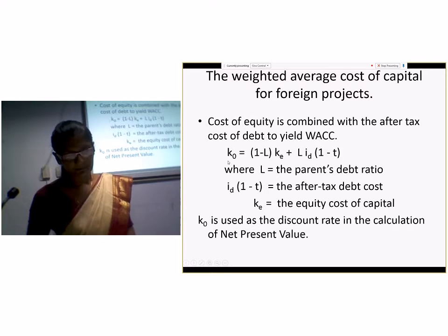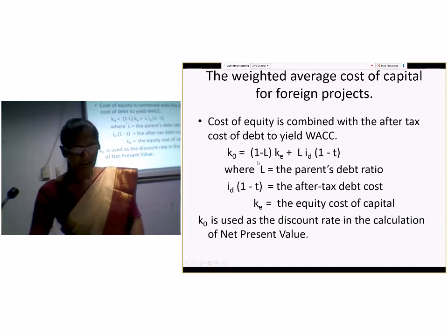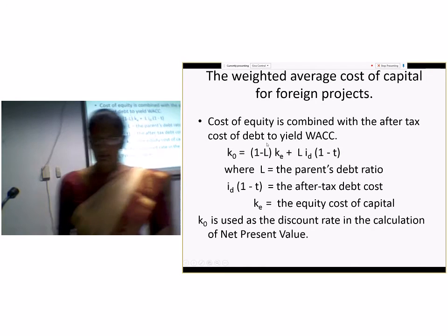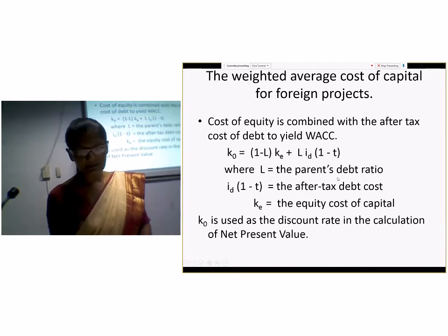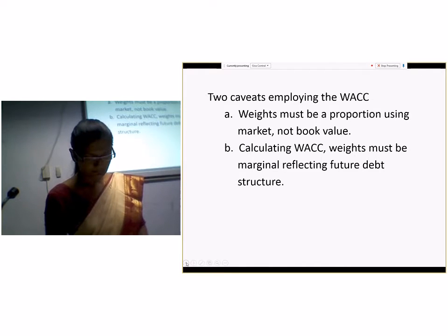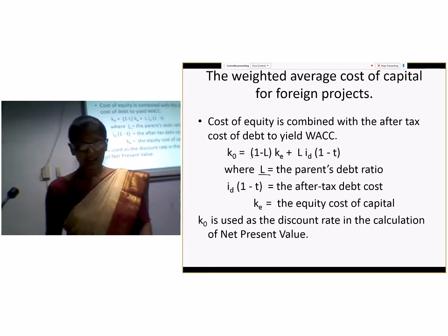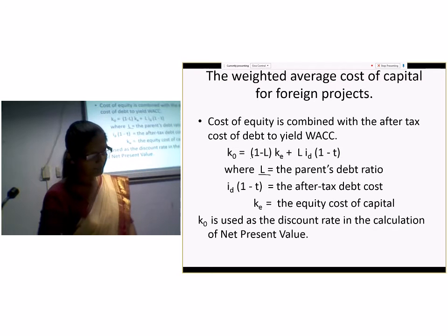KO equals 1 minus L times KE plus L times ID times 1 minus T. KO is the weighted average cost of capital of the foreign project, right? 1 minus L is the parent's debt ratio. L is the parent debt ratio. When you deduct the parent's debt ratio from 1, it means this is the same as the weight of equity, right? Same thing that we discuss in WACC under corporate finance, right? So, when we deduct L from 1, what is left is the equity ratio, the weight of the equity capital.